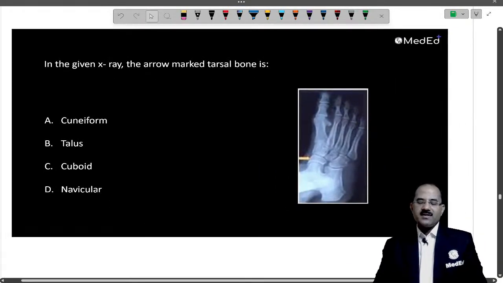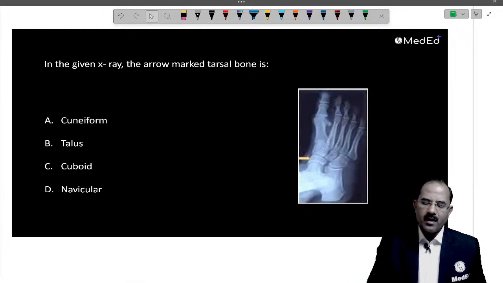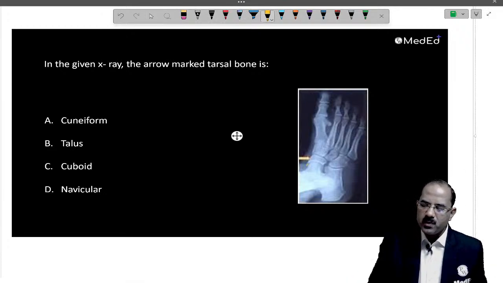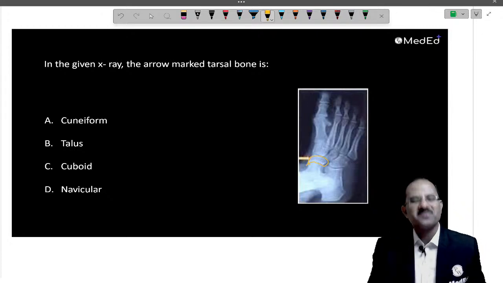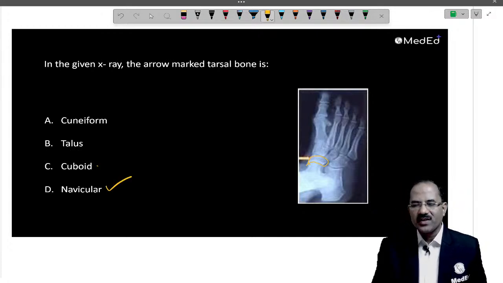Okay, children, answer this. Easy MCQs. Answer this fast. In the given X-ray, the marked arrow tarsal bone is. What is this boat-shaped bone? Any guesses? I definitely know you must be knowing this. The boat-shaped bone is a navicular bone.